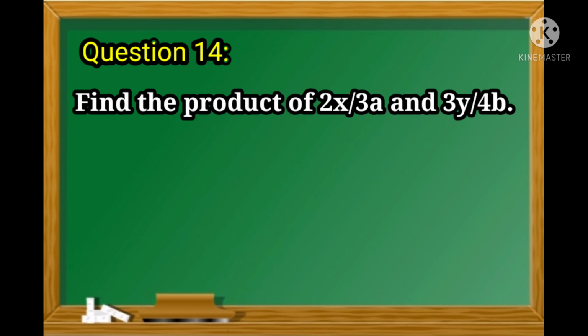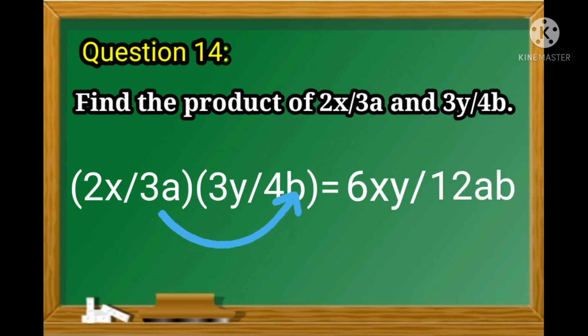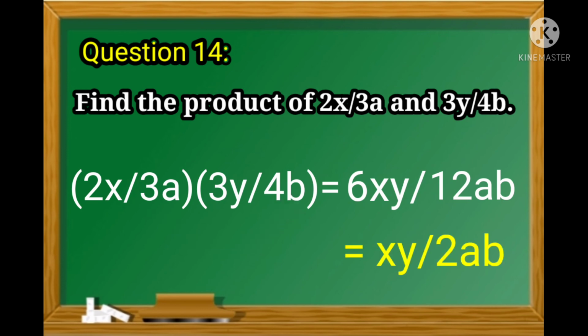Then simplify if possible. So the product of 2x over 3a and 3y over 4b is equal to 2x times 3y, that is 6xy. 3a times 4b, that is 12ab. To simplify, that becomes xy over 2ab.